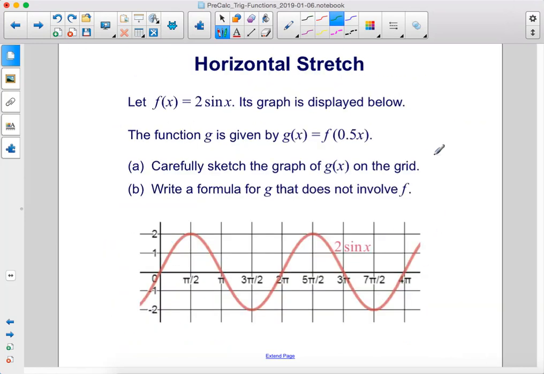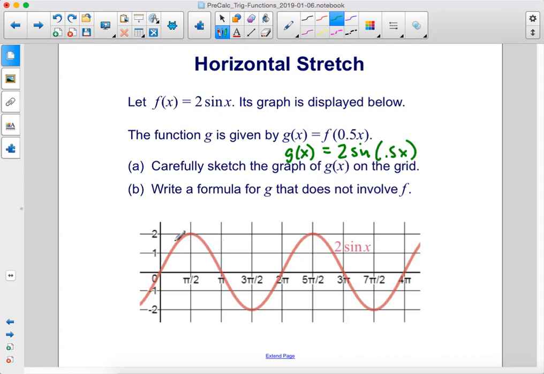Let f of x equal 2 sine x. Its graph is displayed below. The function g is given by g of x equals f of 0.5x. Carefully sketch the graph of g of x on the grid. Write a formula for g that does not involve f. All right, so the equation for g is going to be 2 times sine of 0.5x.